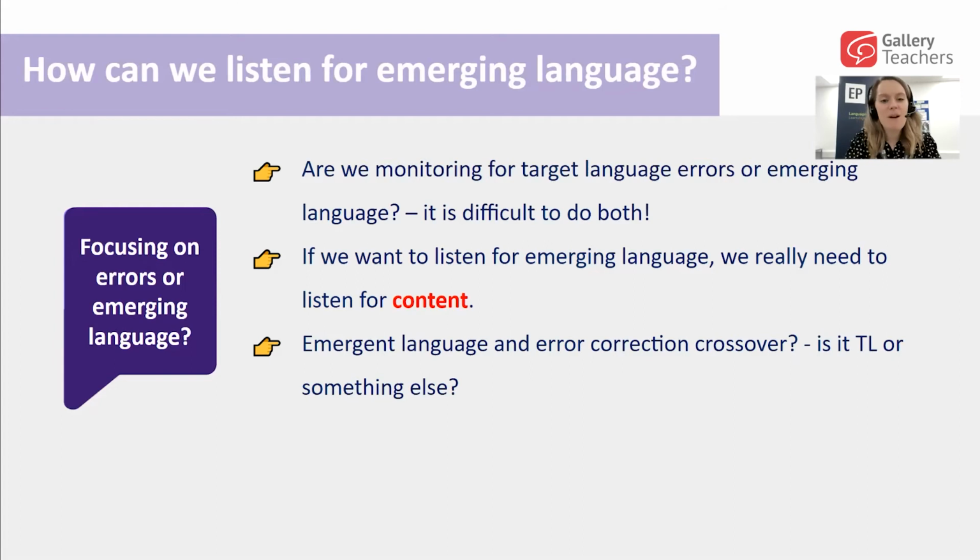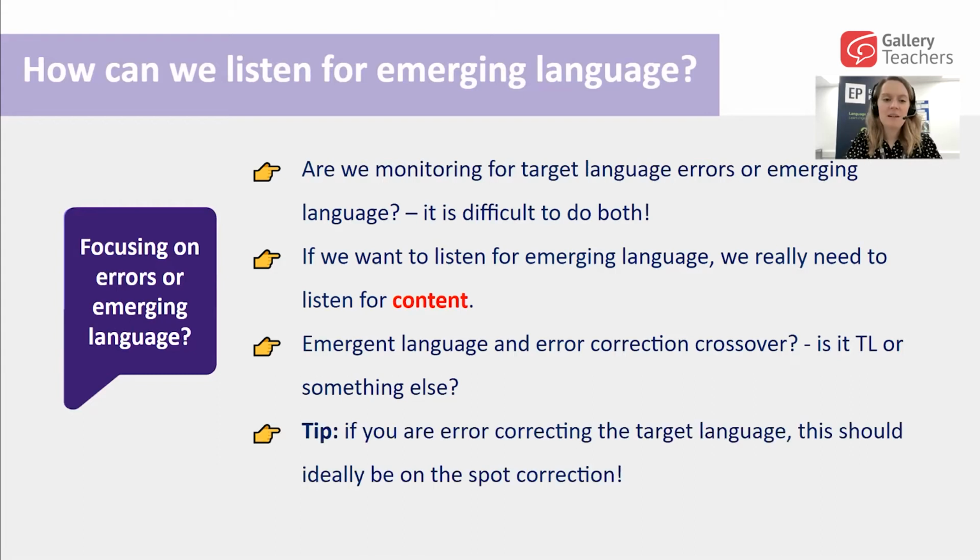Sometimes there's this kind of emergent language and error correction crossover. Is the thing that I'm listening for target language or is it something else? Figuring out which one it is, what am I focusing on, as I said previously. And really a key tip for me is that if you are error correcting the target language, then this really should be on-the-spot correction.